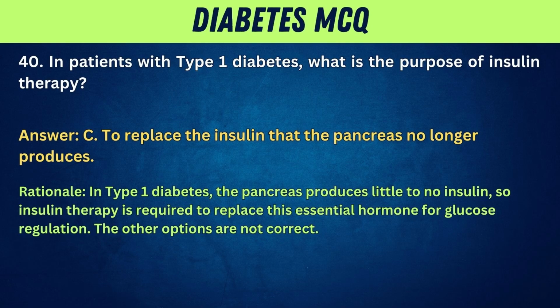Rationale: in type 1 diabetes, the pancreas produces little to no insulin, so insulin therapy is required to replace this essential hormone for glucose regulation. The other options are not correct.